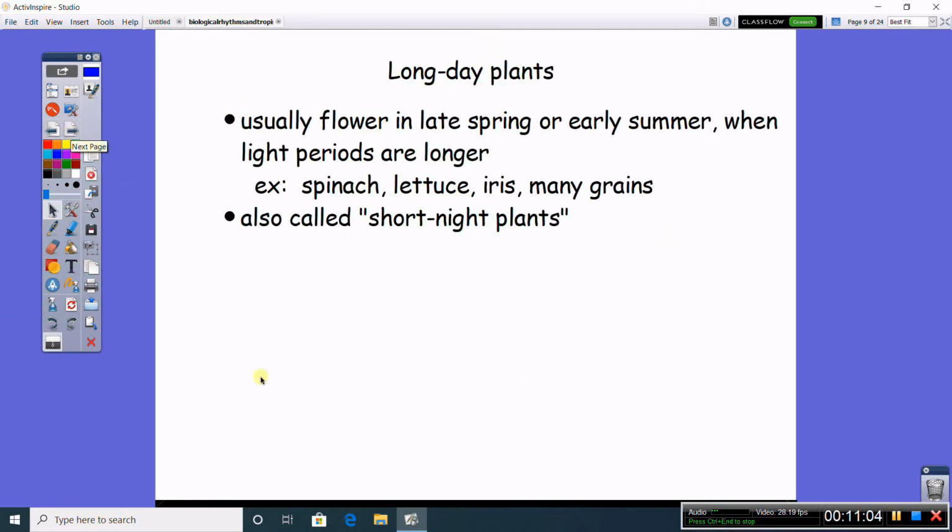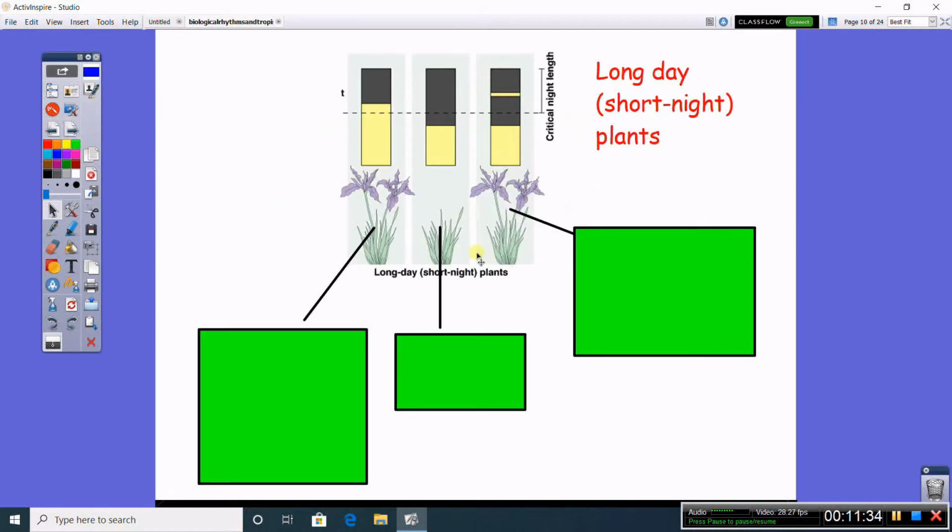Okay, so next we're going to talk about long day plants, which are also called short night plants. Long day plants usually flower in late spring or early summer, when there are more hours of day, kind of like now when our days are getting longer. Spinach, lettuce, iris, many grains, many of your crops are going to be long day, short night plants. So the other name for long day is short night.